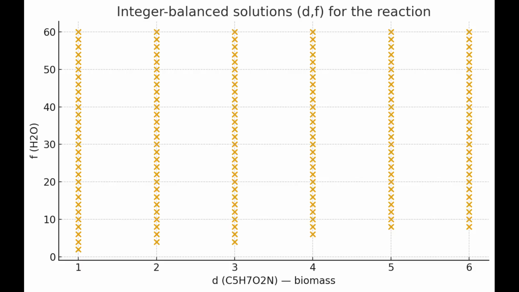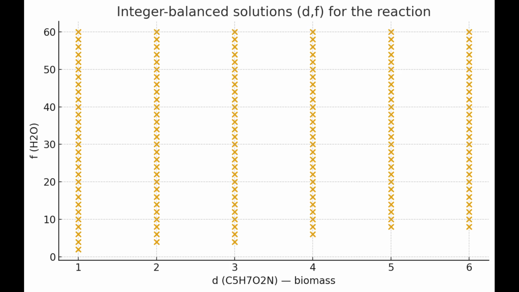Let me plot the solution space A, B, C, D, E, F, G as a 2D lattice of integer points so you can see how many alternative balances exist. Summary of what you're seeing. I treated D, biomass, and F, number of H2O, as the two free integers and searched D equals 1 to 6, F equals 0 to 60.